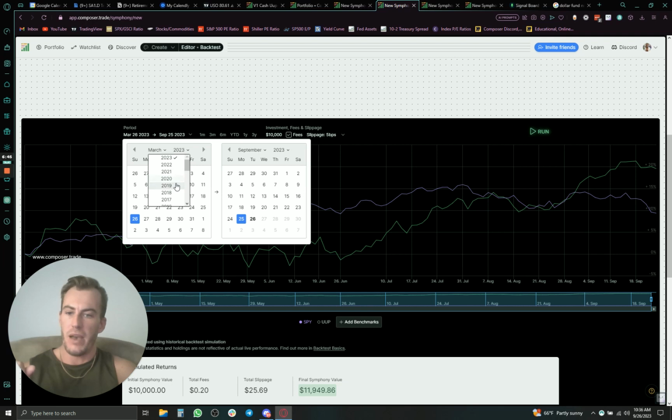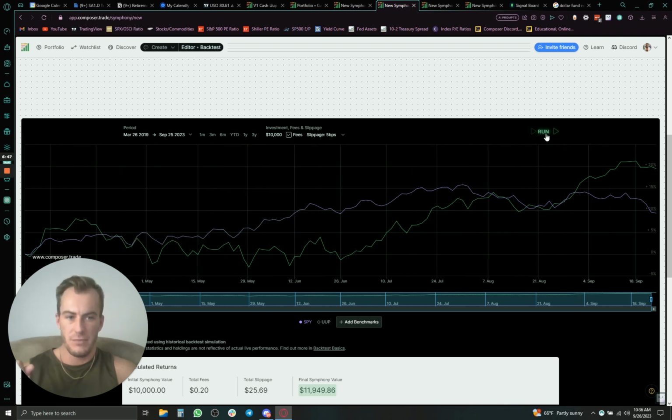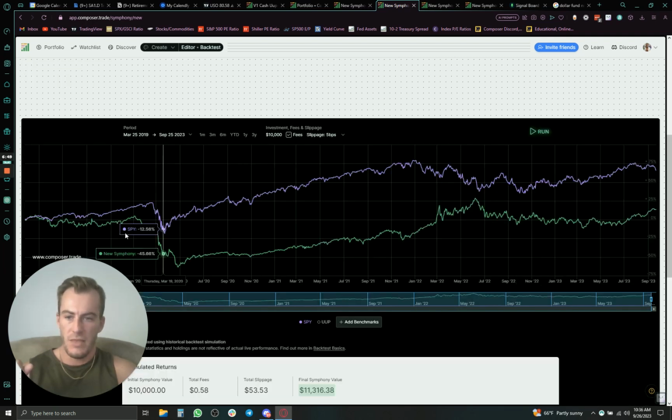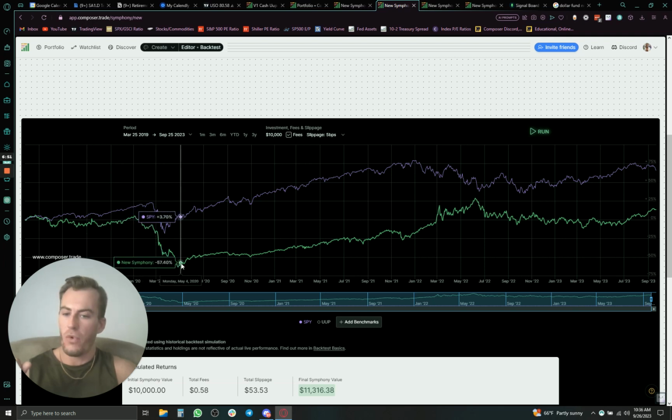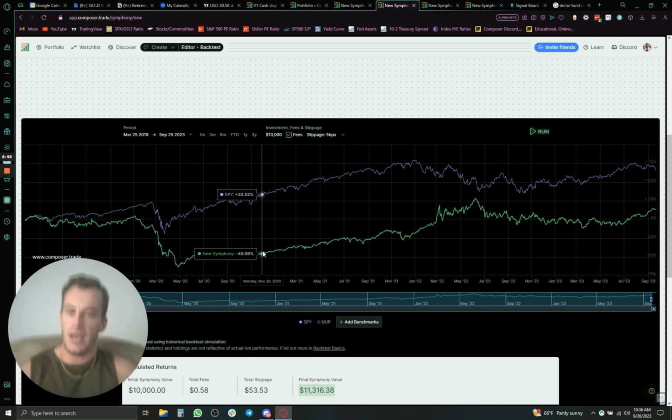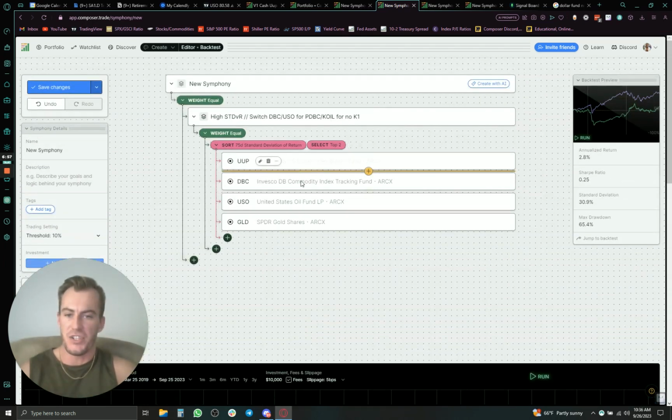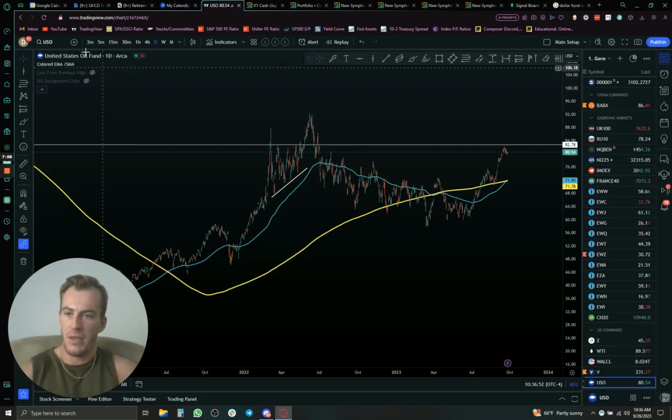So let's run this back to before COVID. You can see it drastically underperforms during COVID. And the reason for this, here's the downside of high standard deviation logic. It's indiscriminate towards bullish movement or bearish movement. So if you imagine looking back, well, let's just pull it up here real quick.